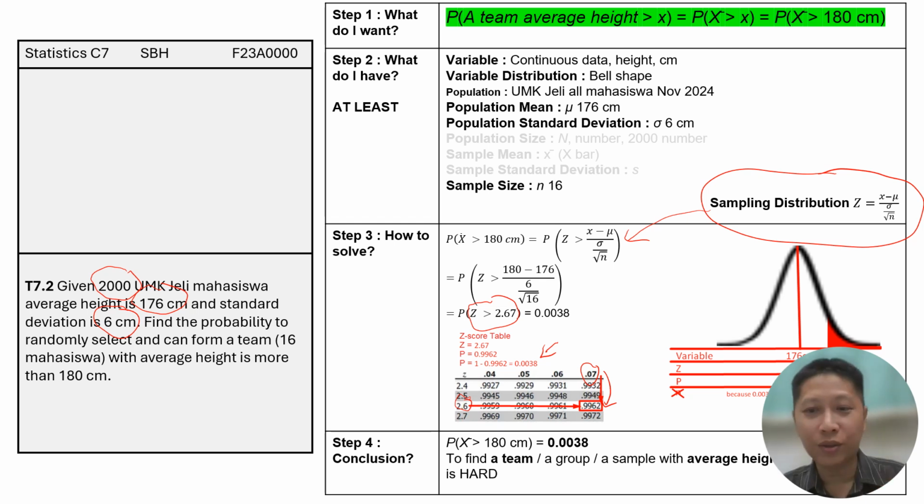So at the end, we're going to tell the coach that, coach, you can forget about the intention to find this 180 cm average tall team. It's difficult, just 0.0038.